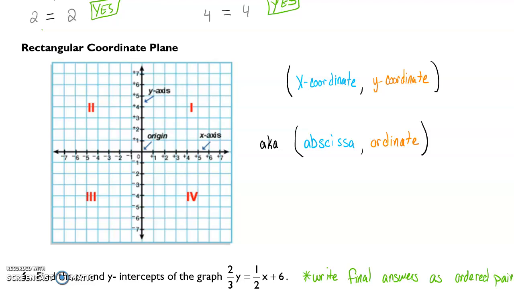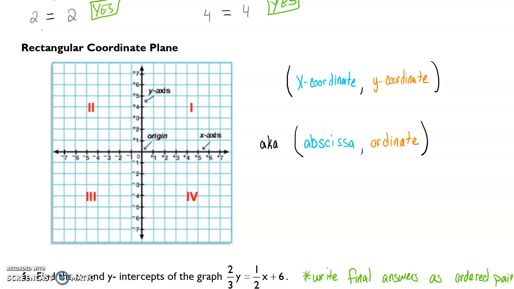So another word to describe the x coordinate is called abscissa. The C is silent, and the y coordinate is the ordinate. These are not commonly used. You're going to be hearing x coordinate, y coordinate. That's all I'll ever use. But if that ever comes up, say in math team, something like that, it's a good thing to know.